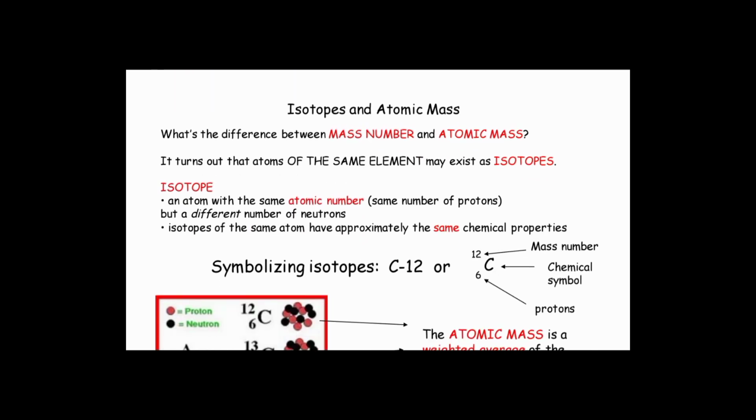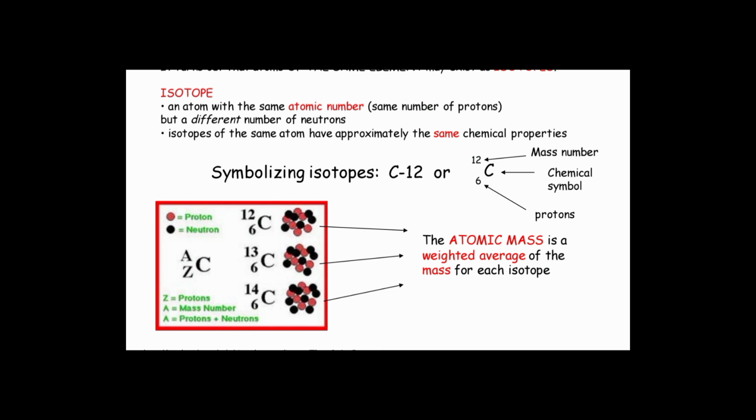Isotopes and atomic mass. What is the difference between mass number and atomic mass? It turns out the same element may exist as isotopes. What is an isotope? Atoms with the same atomic number, same number of protons and electrons, but a different number of neutrons. Isotopes of the same atom have approximately the same chemical properties. These are the isotopes of carbon. You can see here C12, C13, C14. They differ by number of neutrons. In C12 there are 6 protons, in C13 6 protons but 7 neutrons. In C14 there are 8 neutrons. So they differ by number of neutrons.